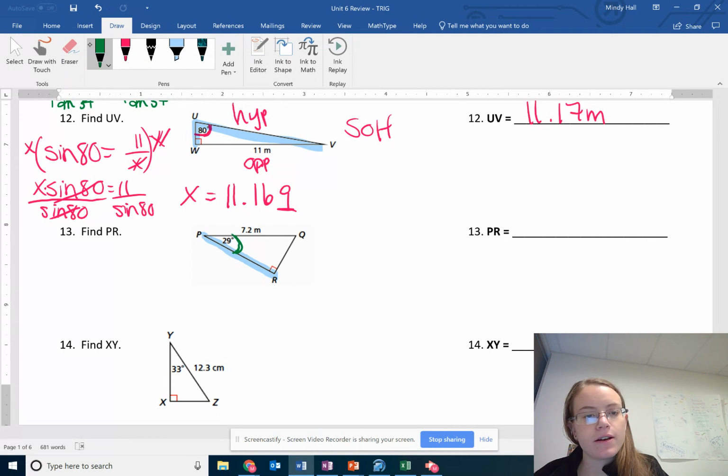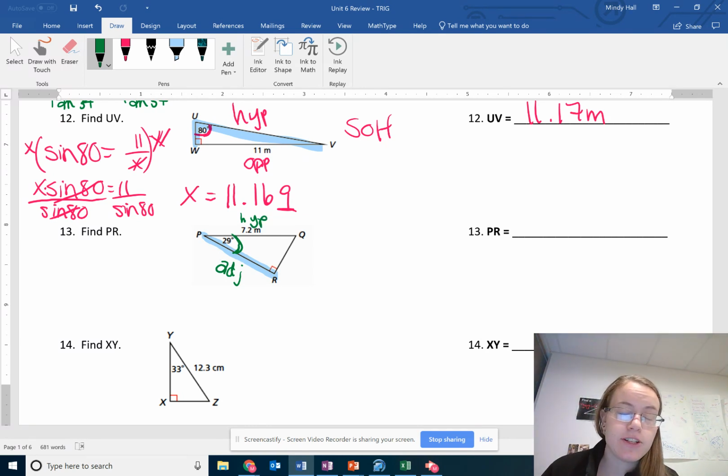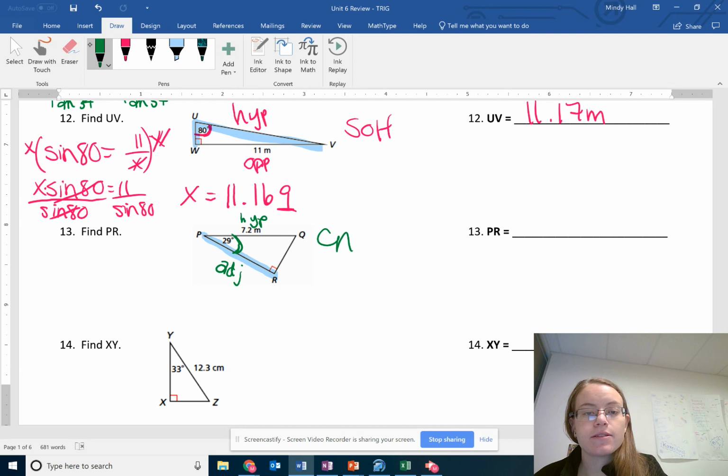Okay. To find PR, so that is this side right here, looking at the angle we are given right here, PR is adjacent to that angle. And then 7.2 is the hypotenuse. So if you're afraid you're going to mix up adjacent and hypotenuse, all you have to do is find your hypotenuse first. So remember that hypotenuse is always opposite of the 90-degree angle. So in order to find PR, I need adjacent and hypotenuse, which is cosine. That's the CAH.